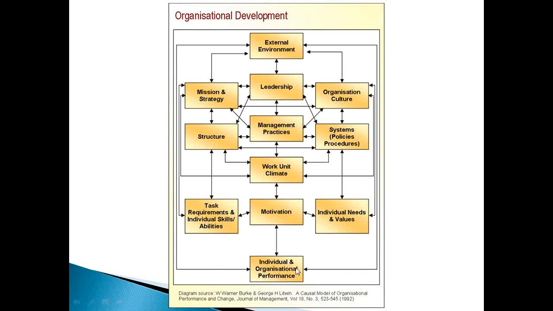That's where everything ends up inside this environment. This is what you want: individual and organizational performance. But how you get there is to take a look at everything from the external environment to leadership to mission to structure to management practices to policies and procedures to the work unit climate, motivation. Again, a model to use to just guide your thinking, and that's what these models are for. They're used to guide your thinking and say, these are all the things that are important when you begin to examine an organizational issue. Okay?